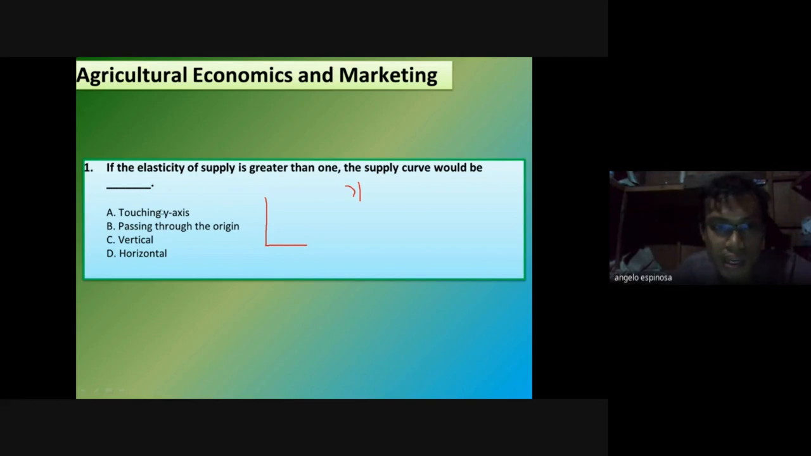It is touching the y-axis. So this is the y-axis here and this is the x-axis. We have here the supply curve touching the y-axis, going upward. So that is letter A.